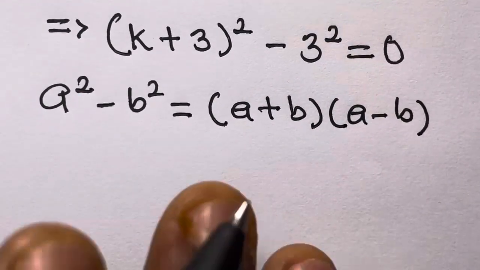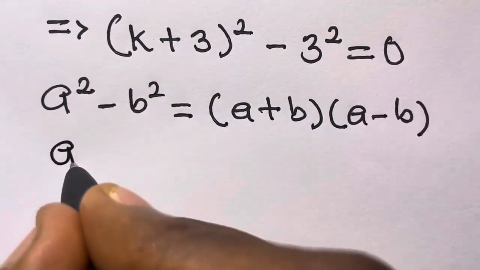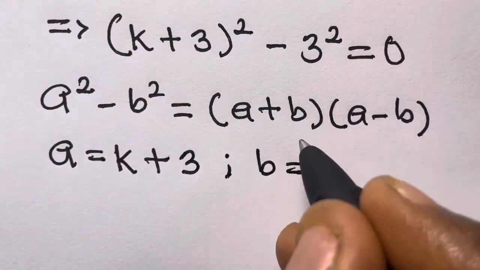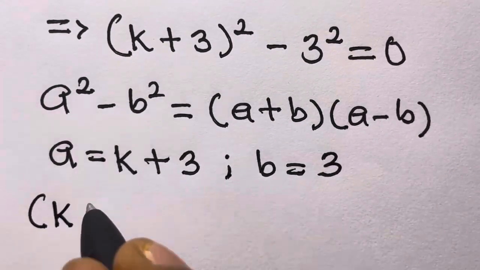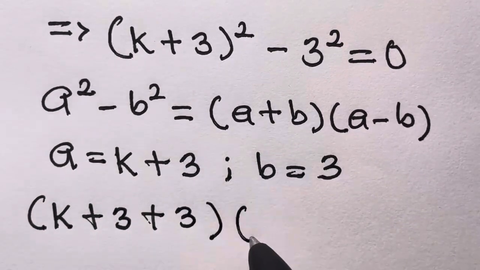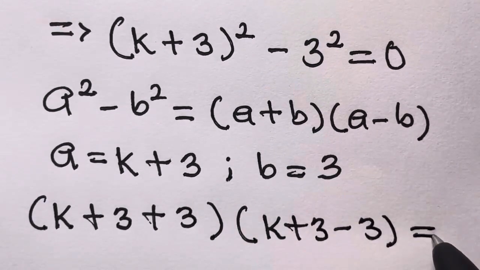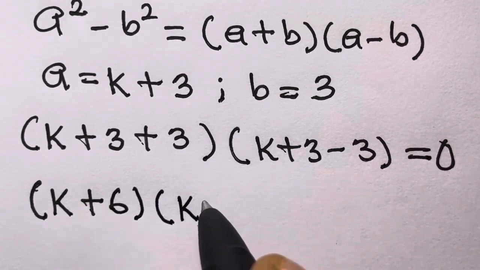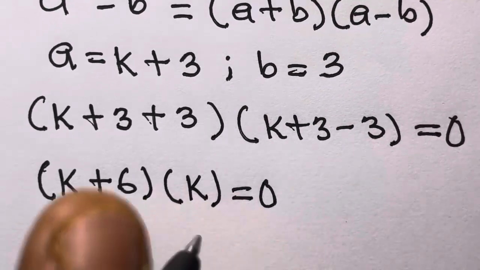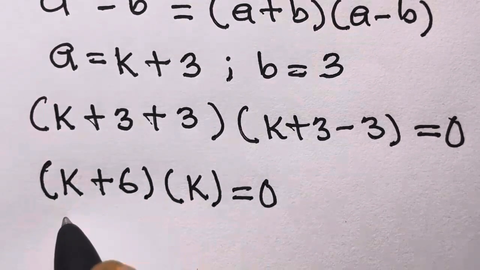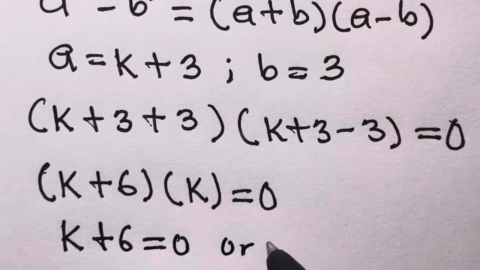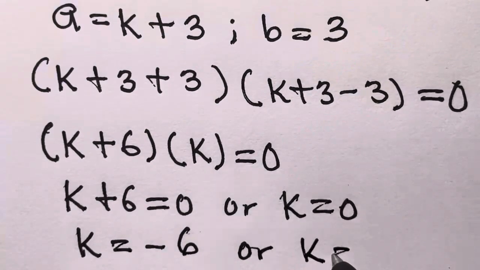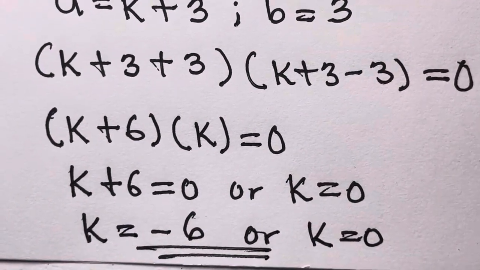Applying this to the above, let's first compare it. We have a standing for k + 3, and b standing for 3. So we have (k + 3 + 3) multiplied by (k + 3 − 3). This equals 0, right? So we have k + 6 and k equals 0. You will see that we got the same answers. We have k + 6 equals 0 or k equals 0, which implies that we have k equals minus 6 or k equals 0.